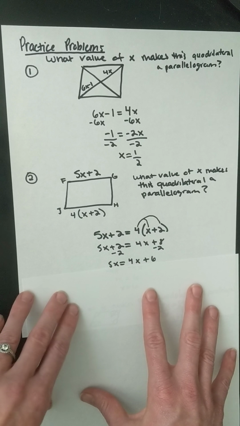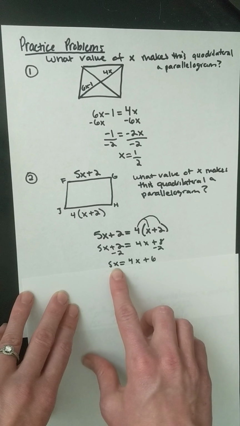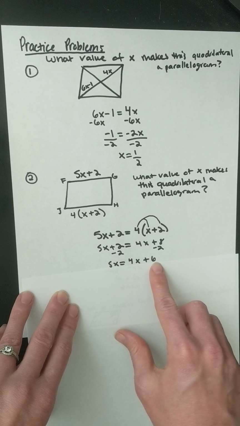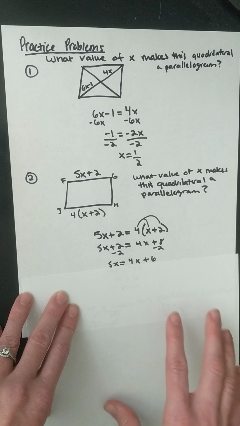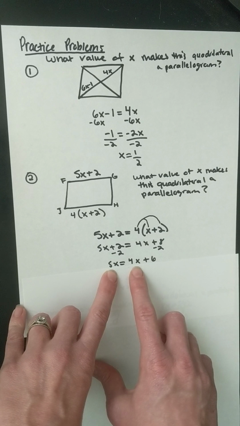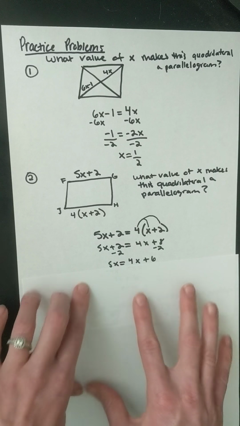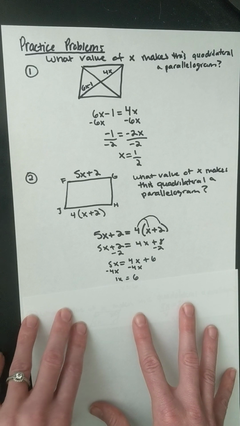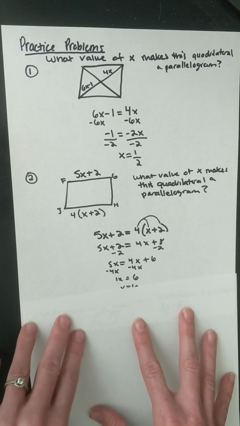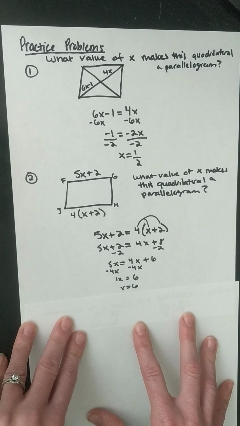Now that brings me down. I have 5x left over equals 4x plus 6. Now I only have one set of like terms left, which is the 4x and the 5x. So I'm going to subtract 4x from both sides, and that leaves me with 1x equals 6, which we know x is just 6. So awesome job.